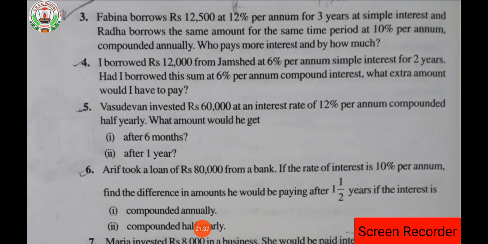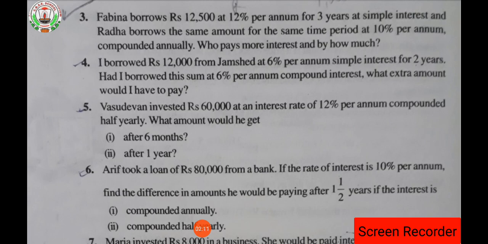So in question number 3 there are two persons, one is Fabina and the second is Radha. Both persons borrow the same amount, that means the principal for Fabina as well as for Radha is 12,500, but the rate of interest is different for both of them, while the time period remains the same.